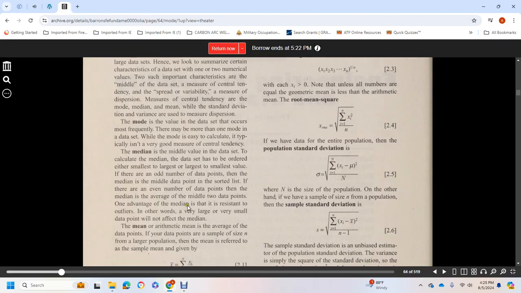If there is an even number of data points, then the median is the average of the middle 2 points. The advantage of the median is that it is resistant to outliers. In other words, a very large or very small data point will not affect the median.